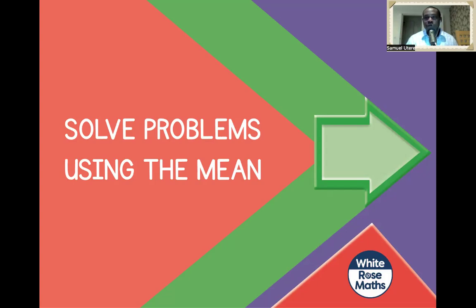You also learned the range. The range is where you subtract the smallest from the largest number. And you also learned the mode. Mode means you look for the number that is the most common.